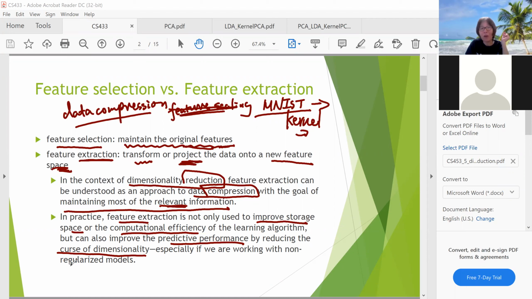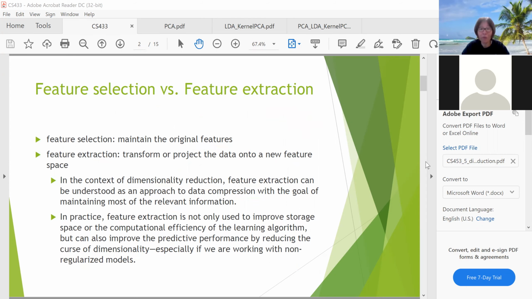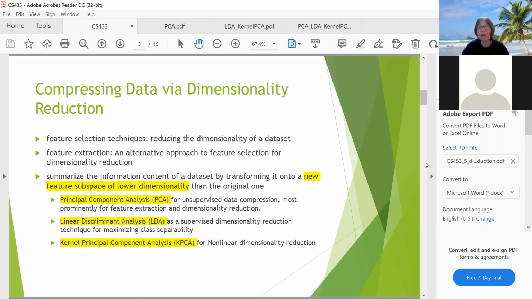As I said, especially sometimes your model cannot be regularized. Because if you recall, L2 regularization is not applicable to all models. So sometimes if it's not, then what can we do? Okay, so keep that in mind. Feature selection and feature extraction.